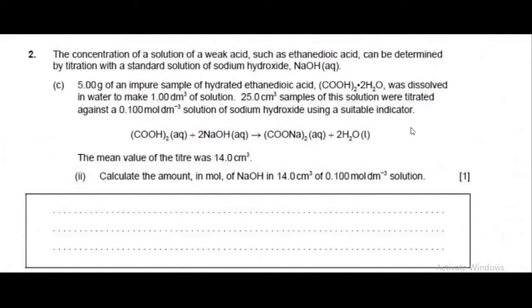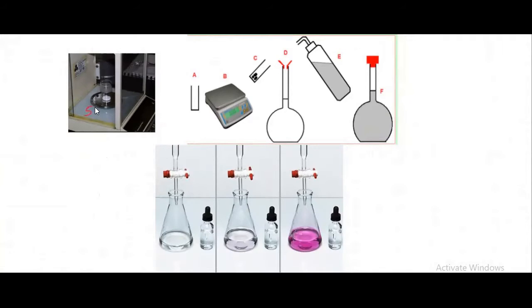So what we are having? We are having a weak acid like oxalic acid, and the concentration of the solution can be found by titration with a standardized solution of sodium hydroxide. So for that, what is done? Here 5 gram of ethane dioic acid or oxalic acid is weighed out.